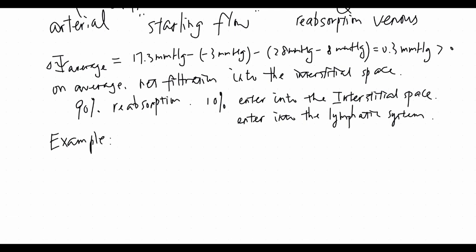So let's think about what the net filtration is for a human body. You may wonder, I have the data for a segment of capillary, but in the body there are so many small capillaries. What's the net rate of filtration? Maybe that's a question you can ask. So let's calculate the normal rate of net filtration for the human body.